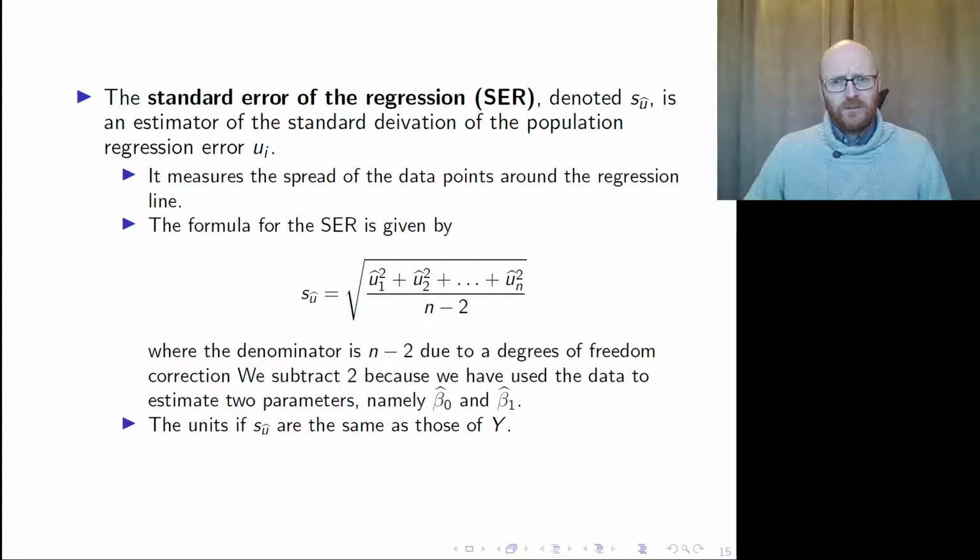So that was the R squared. We also have the standard error of the regression, and this is denoted as u hat. The standard error of the residuals.